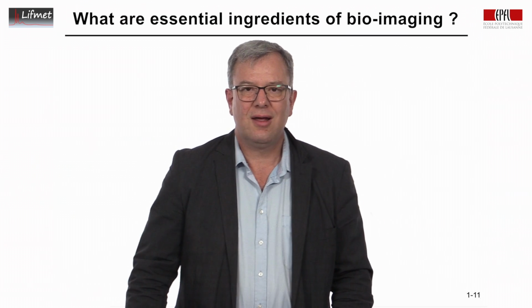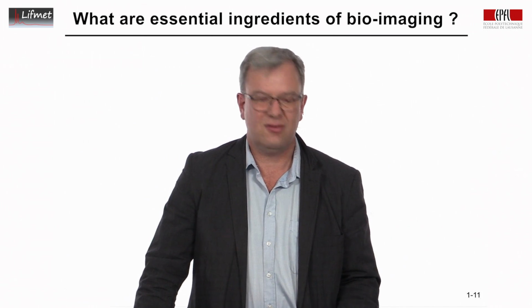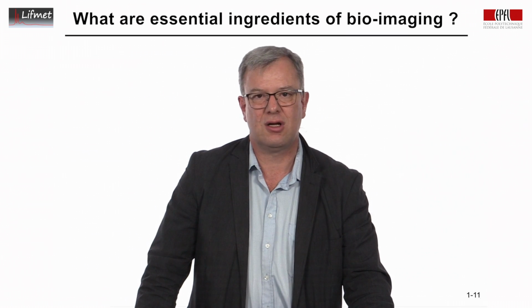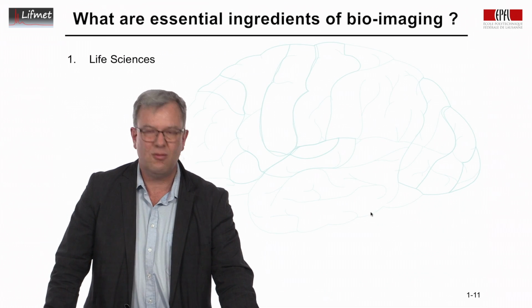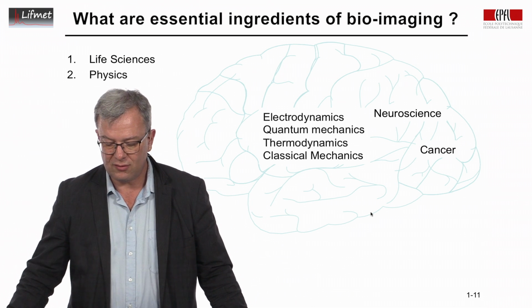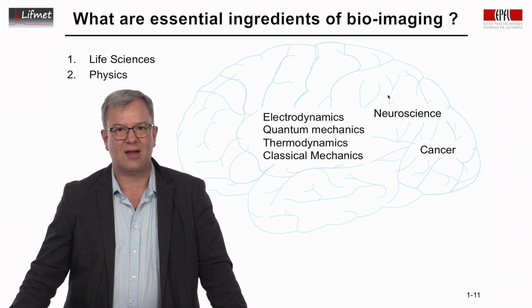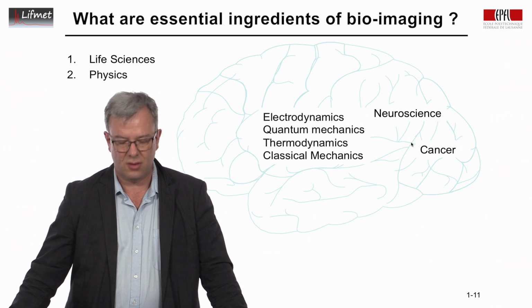So now if we look at biomedical imaging, what are the things that we need in biomedical imaging? Well, obviously we need life sciences, we need a living system, we need physics, and here in the course for life sciences I will discuss primarily applications in neuroscience and cancer. I'll illustrate it mainly from these two sides.